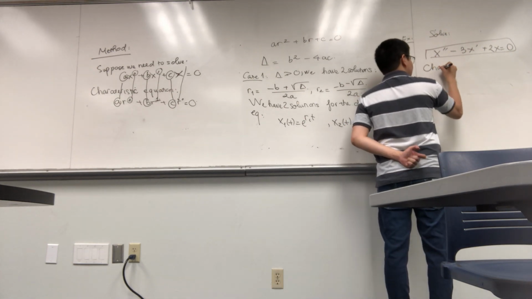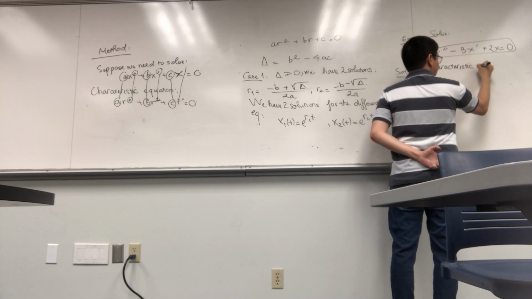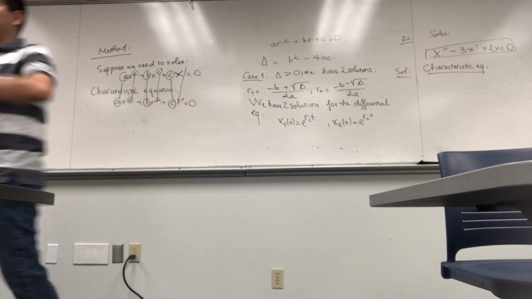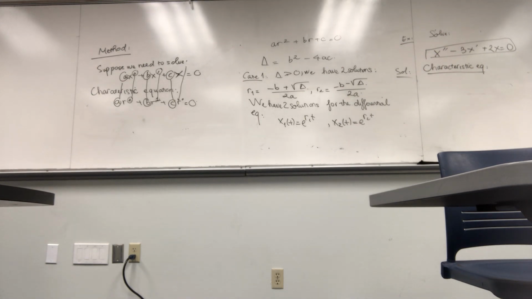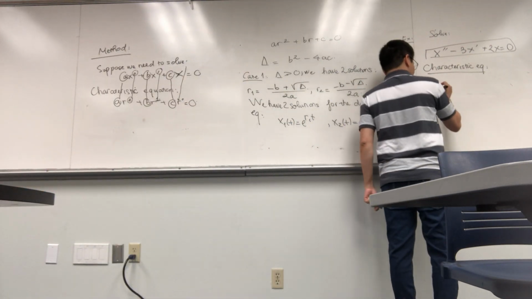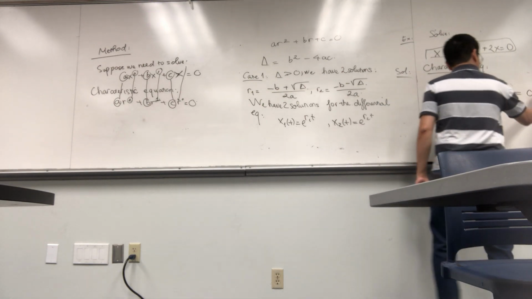Solution. The first step is to write out the characteristic equation. So what is the characteristic equation? r squared minus 3r plus 2. So the characteristic equation will be r squared minus 3r plus 2 is 0.